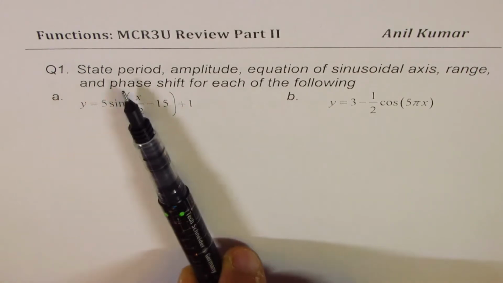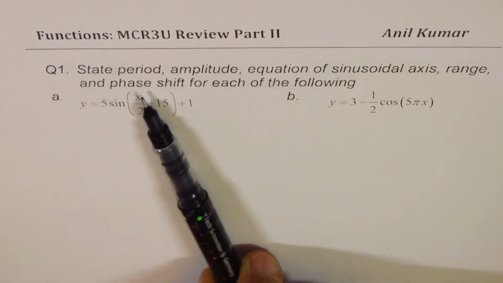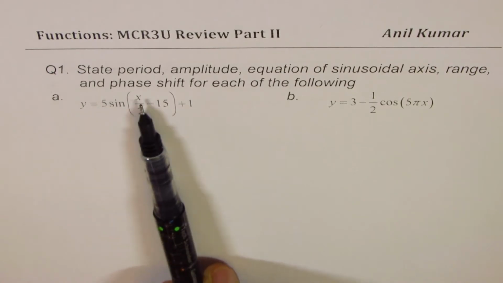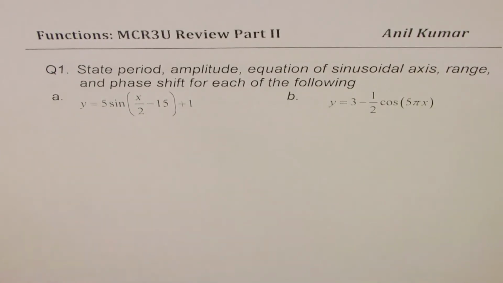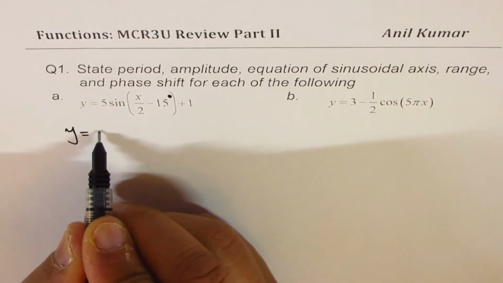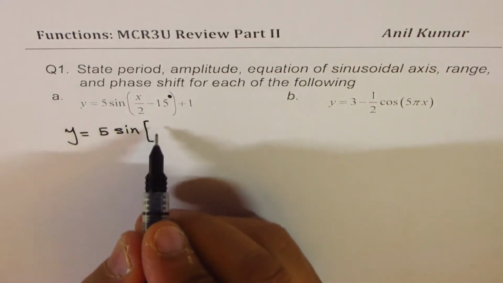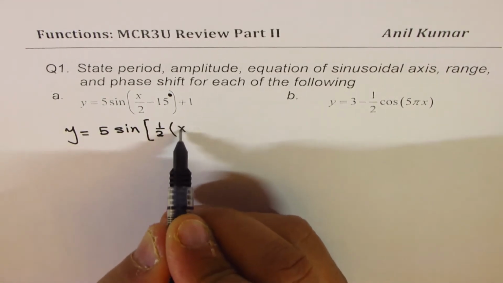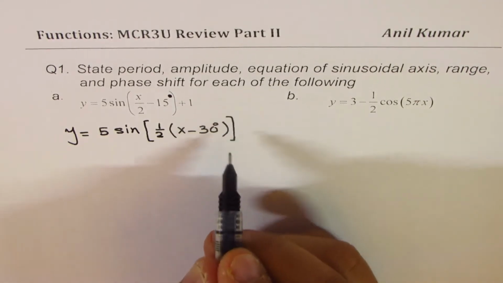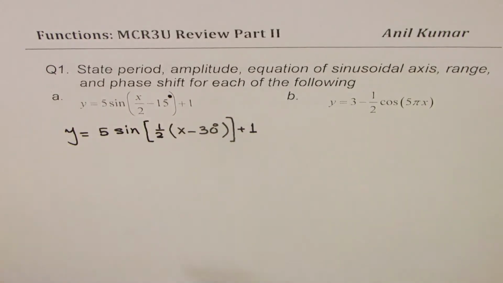Question number 1. State period, amplitude, equation of sinusoidal axis, range, and phase shift for each of the following. So the first equation is y equals 5 sine (x/2 minus 15 degrees) plus 1. Now, if you get an equation like this, you should rewrite the equation as 5 sine, factor out the coefficient of x, which is half in this case, right? So you get x minus 30 degrees. So the phase shift actually is not 15 but 30. So this is very important to understand. Is it okay? So that is your first function.